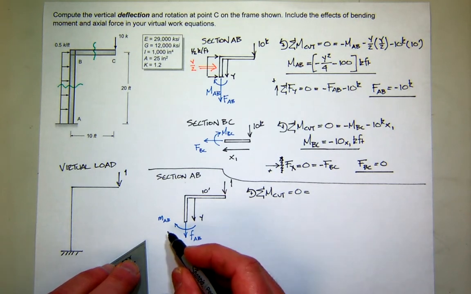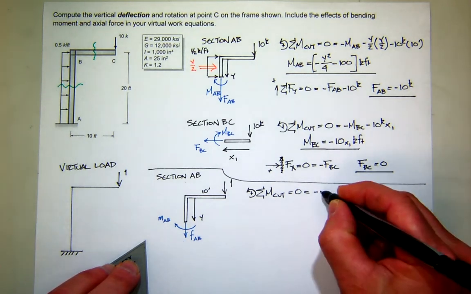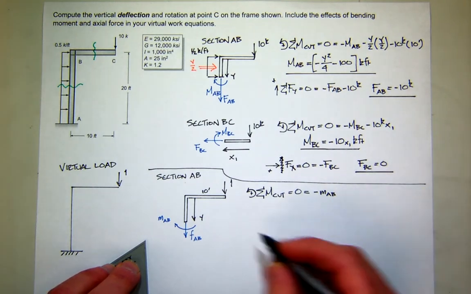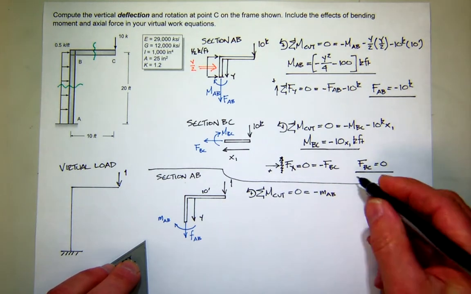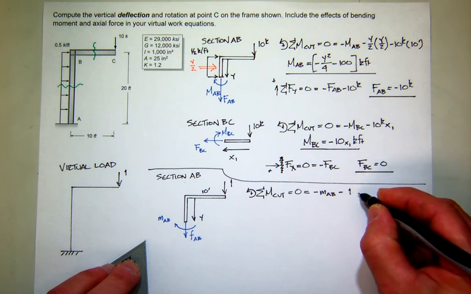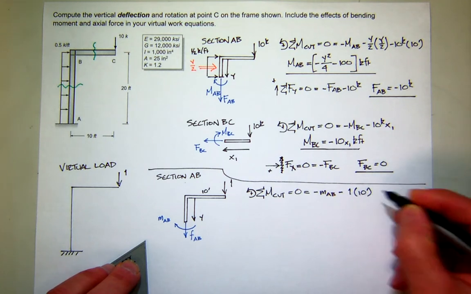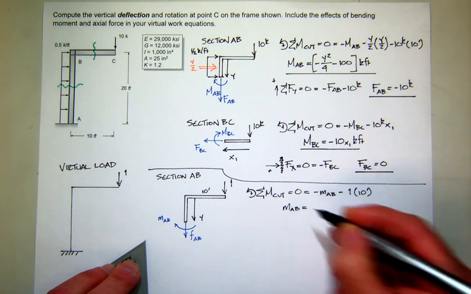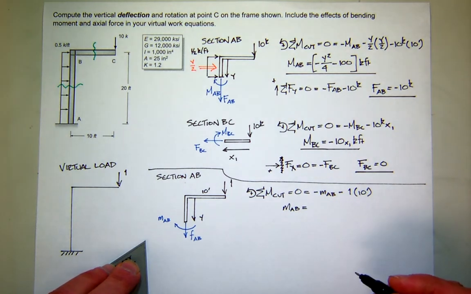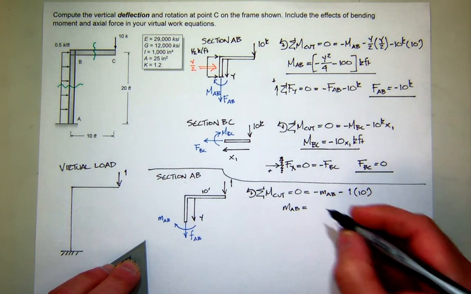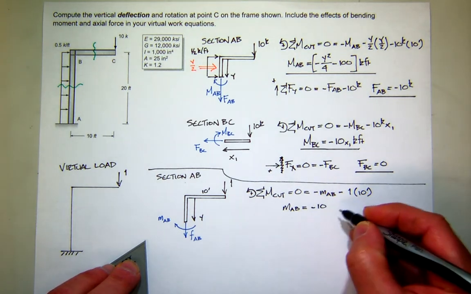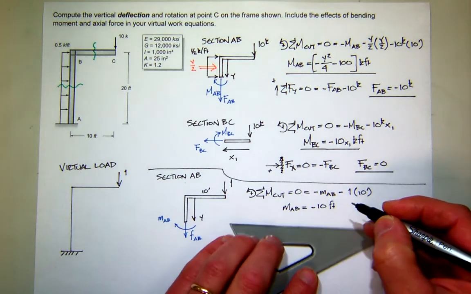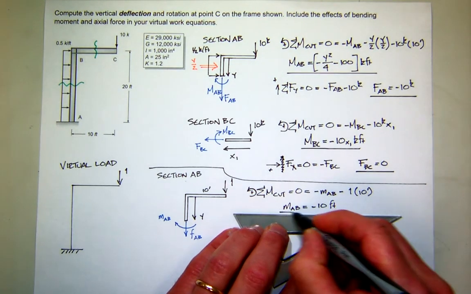So I'll start with the moment itself. That creates negative moment. So I'll have minus the virtual moment at AB. And I'll have the virtual force also creating negative moment with a moment arm of 10 feet. So it looks like my virtual moment in AB is simply equal to negative 10. And strange units, just feet, because we're saying our virtual force has no unit.